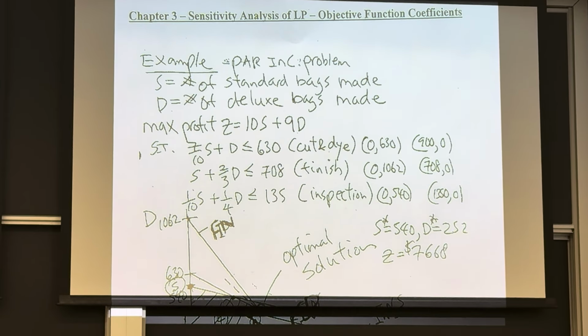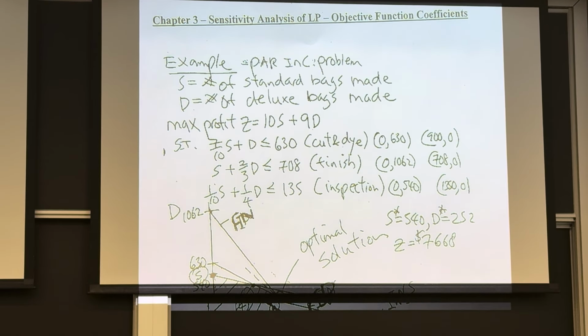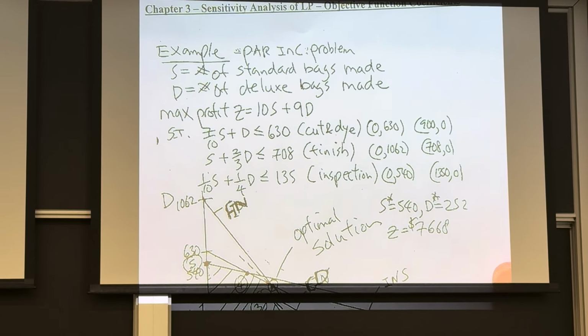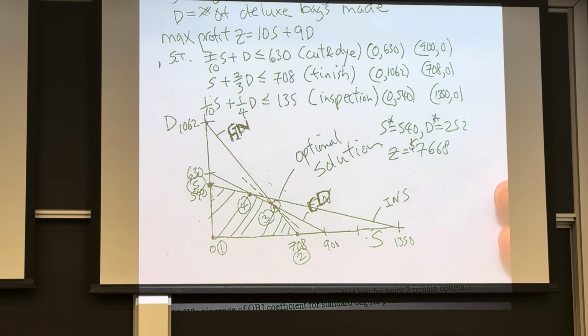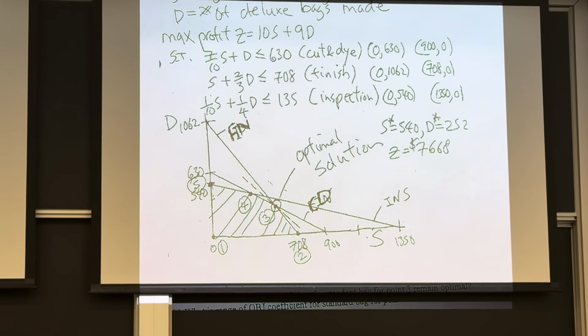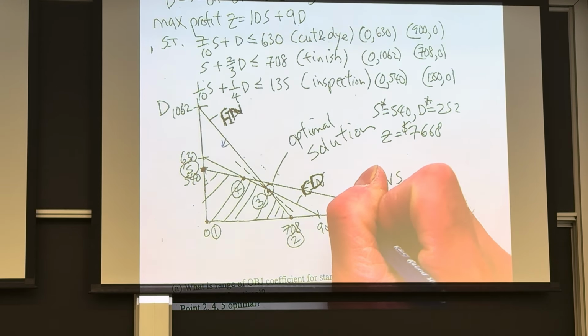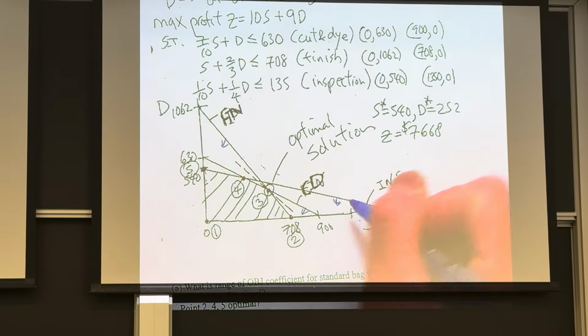To solve the problem graphically from last week, you create 2 points from each of your constraints, and that allows you to plot each of the constraints. There's my finishing constraint over here, my inspection constraint over there, and my dye constraint over here. Then you indicate which side of the line you need to be on. In this problem, you need to be on this side, that side, and this side.